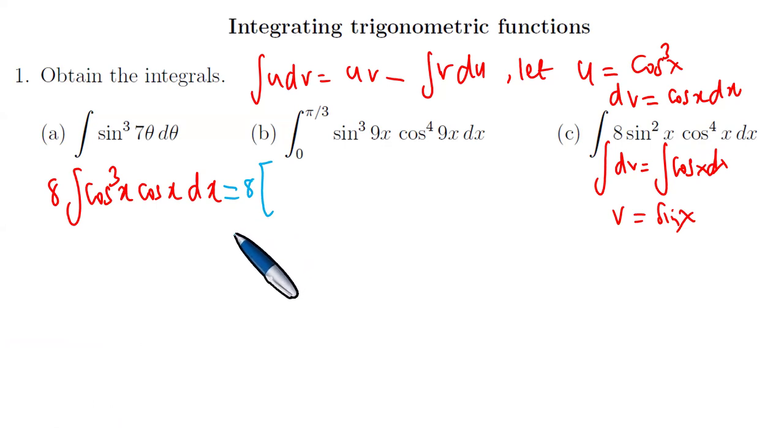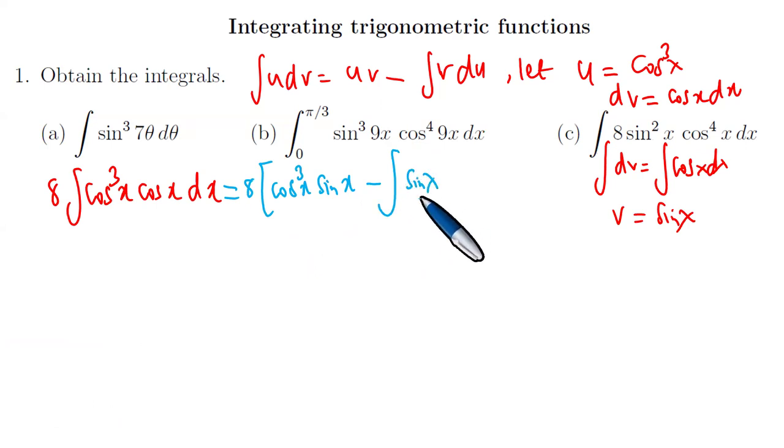Which means that this is going to be u. What is u? It's cosine cubed. V is the sine. So cosine cubed, the sine minus the integral, v du.